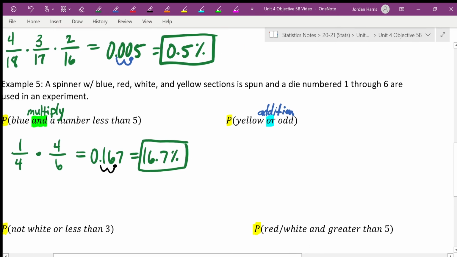Now we get to an or question, so it's the addition rule. So remember the addition rule. You take the probability of the first one plus the probability of the second one, so probability of yellow plus the probability of odd, minus the probability of both.